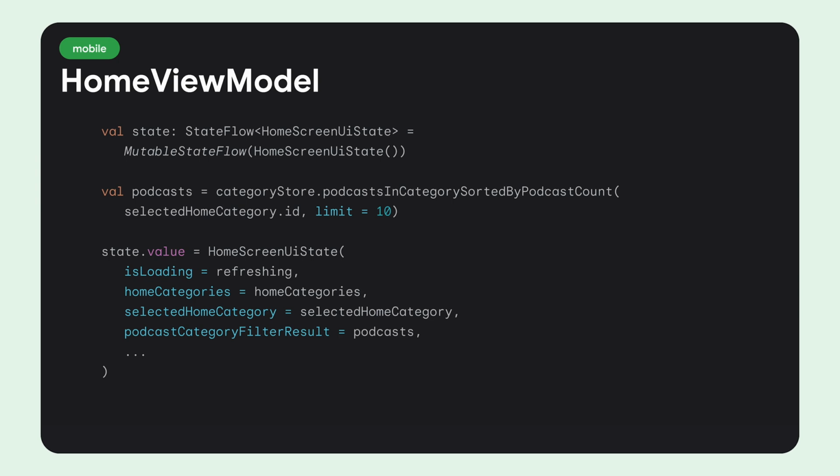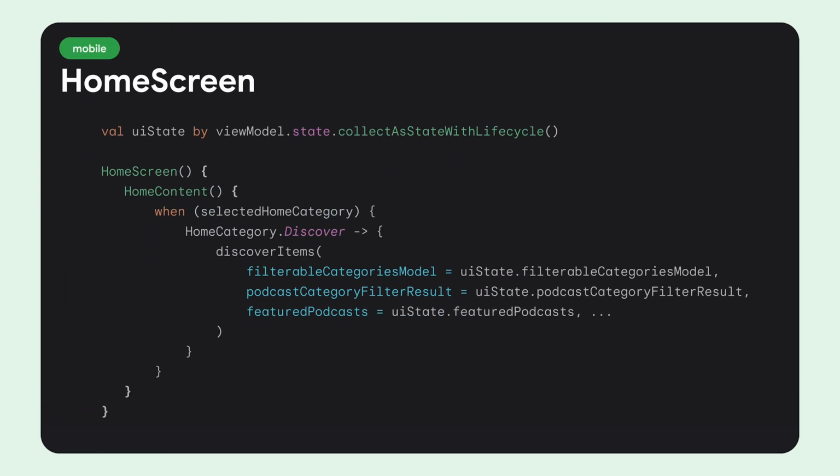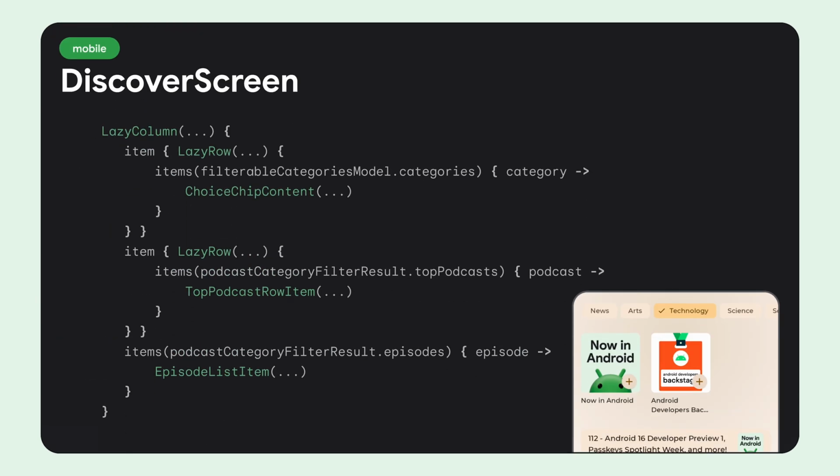That data is queried from Category Store, which exists in the data layer that we saw earlier. The view model combines this data into the UI state, which is passed into our UI logic together with anything else that we want to display on that screen. When showing podcast discovery, we can display a dedicated composable with data that is populated in the UI state. On mobile, this uses all the usual components from the Compose Material artifact to show a column containing a row of category filters, row of top podcasts, followed by recent episodes in the category.